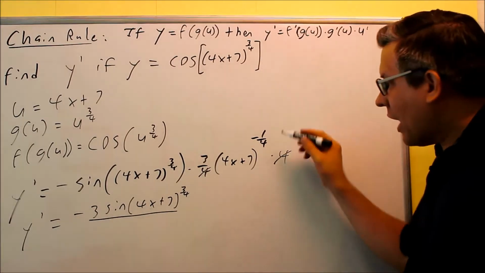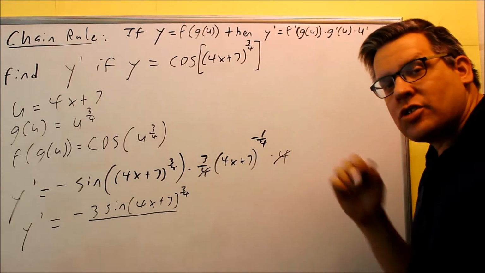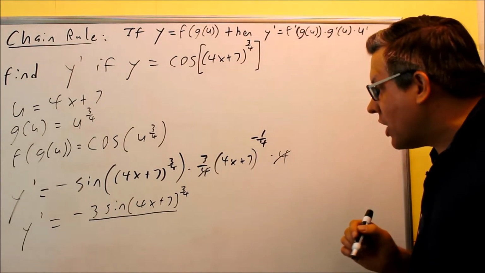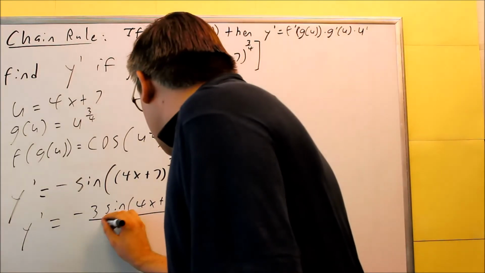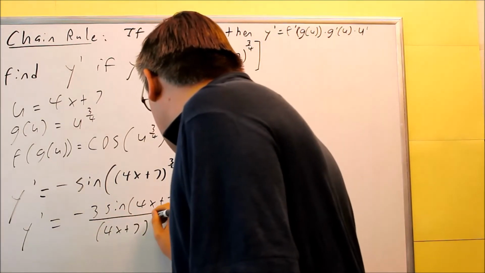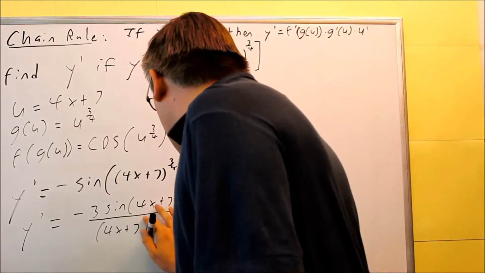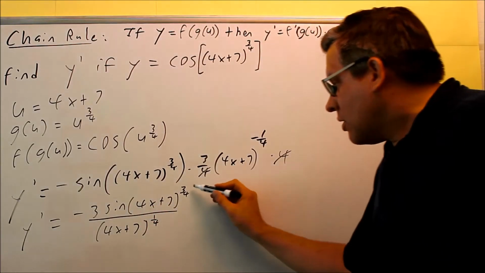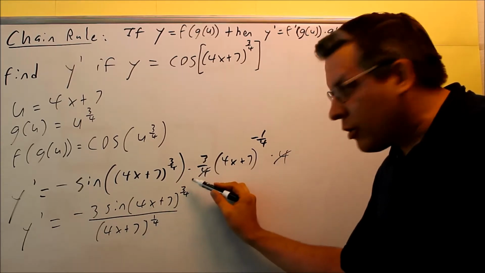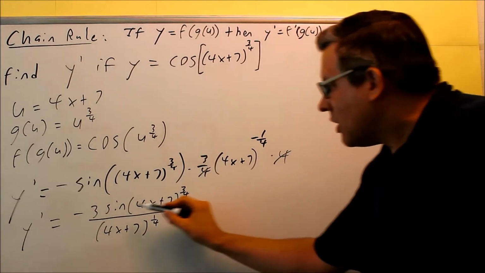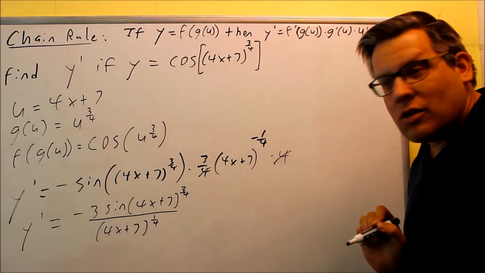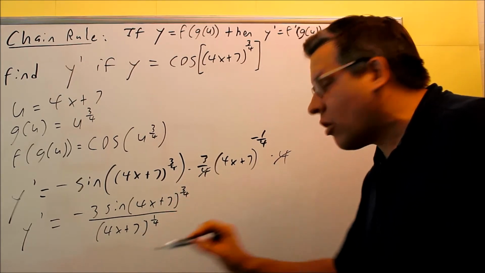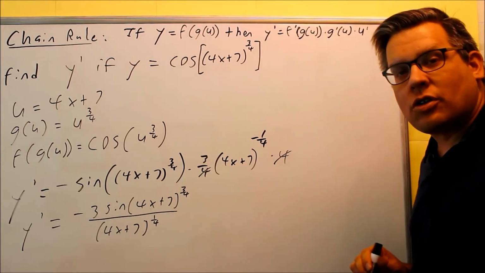You can either leave it as the rational power, or if you want to change it into a radical form, you can. I'll just leave it as this: 4x plus 7 to the 1/4 power, and that's it. You're not able to subtract powers or combine any of these because that's connected to the sine. So that's as far as you can go. You can't cross cancel. This is as far as you can go with your answer.